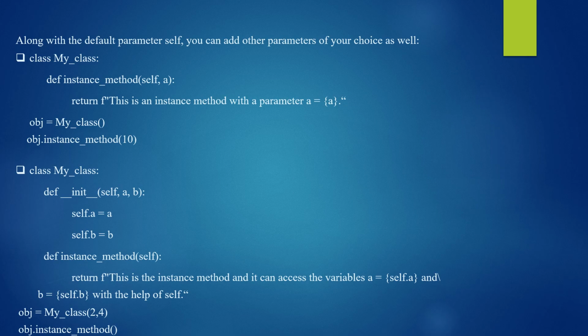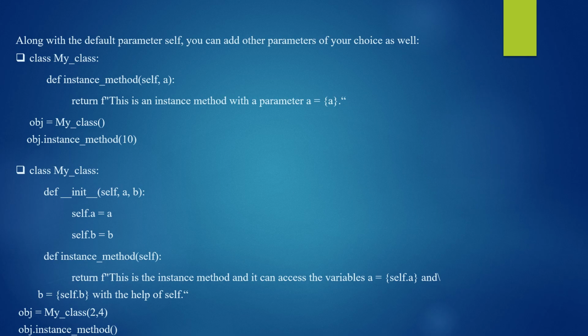Here we create an object obj which is equal to myClass(), and we can access that instance method using obj.instanceMethod(). When the instance method is called, Python replaces the self argument with the instance object. That is why we add the self parameter while defining the instance method. Notice that when the instance method is called, you don't have to pass self. Python does this for you.